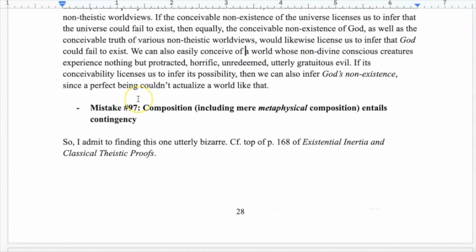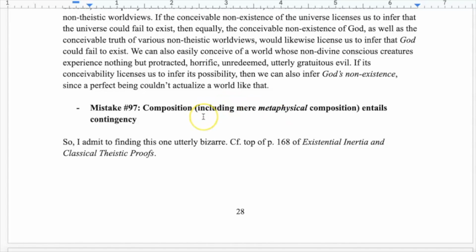Onwards we march, though, to mistake number 97, which is claiming that composition, including mere metaphysical composition, entails contingency. And by the way, you can think of metaphysical composition as basically just like having distinct properties, or at least distinct intrinsic properties. Properties that characterize something as it is in itself, and not as it relates to or connects to things outside of itself. These properties, in some manner, make up the thing. They kind of constitute its being, as it were. They're metaphysical components of it, as opposed to physical components.